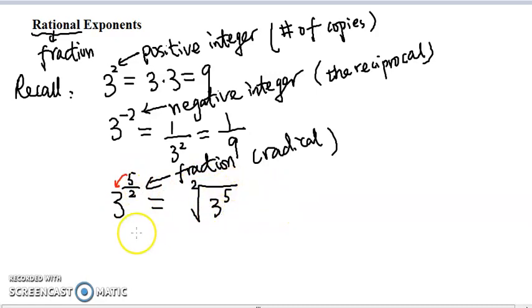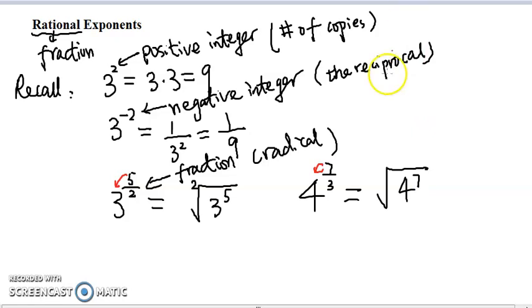Similarly, if I have, let's say, 4 raised to 7 thirds, that means first I put the radical sign, and the numerator will stay as the exponent of 4. So we're going to get 4 to the 7th. But the denominator 3 will become the little index, because this 3 means 1/3. So 1/3 means the index.